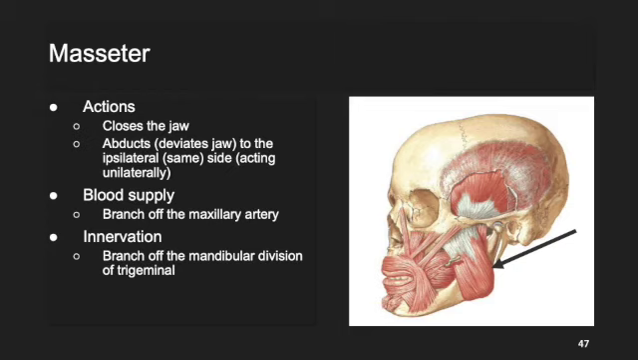Blood supply and innervation, pretty easy. Blood supply is just a branch off the maxillary artery. Remember, we talked about that earlier in the slides. Innervation is going to be the mandibular division of the trigeminal nerve.